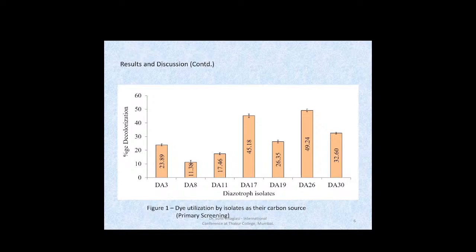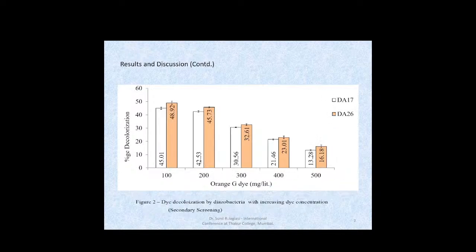When these were checked with increasing dye concentration from 100 to 500, except isolates 17 and 26, the others were unable to tolerate the increased concentration. Even with these two isolates, the decolorization decreased with increasing concentration. Up to 200, it was nearly good. So further, the luxuriant growth and tolerance were checked using 200 milligram per liter of Orange dye.